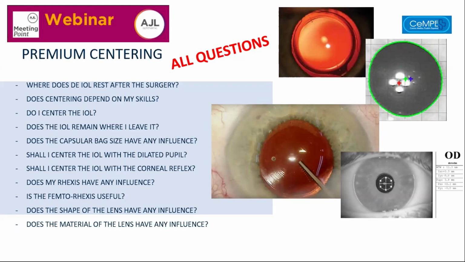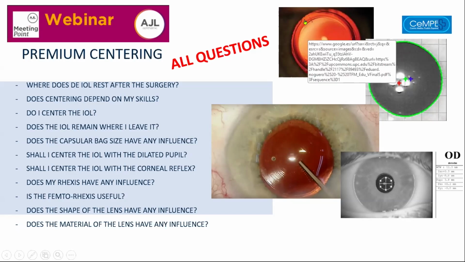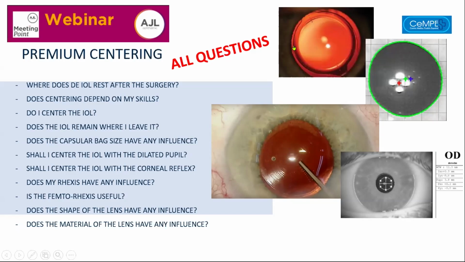My advice, if the lens is not toric, then I tend to do larger rhexes. If the lens is toric, I tend to do smaller rhexes, at least an amount of rhexis that is capable of covering the lens optics, the IOL optics.